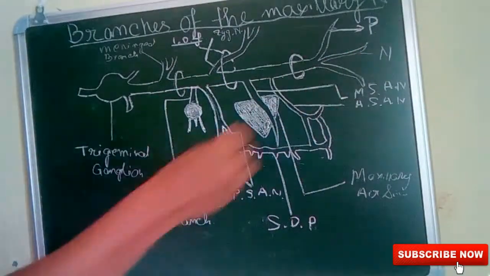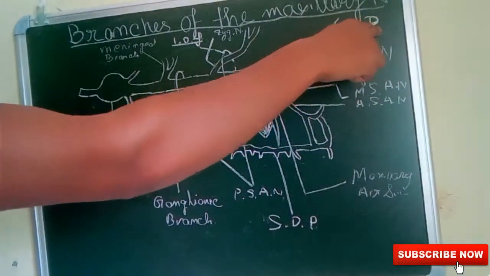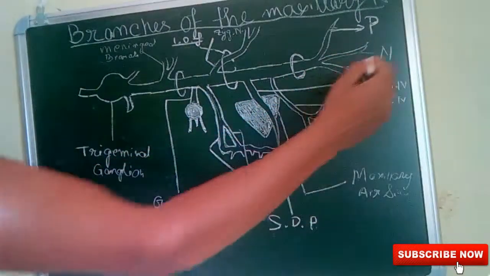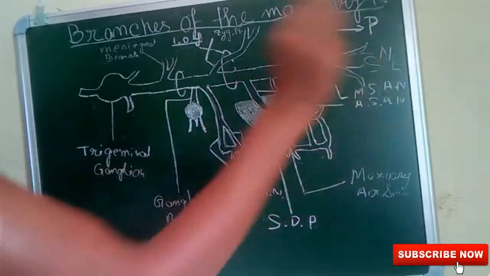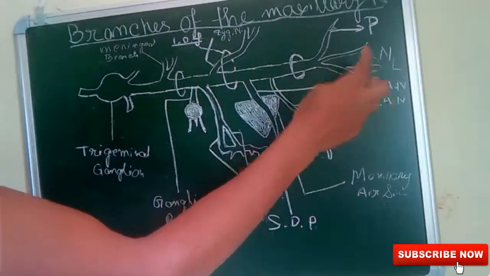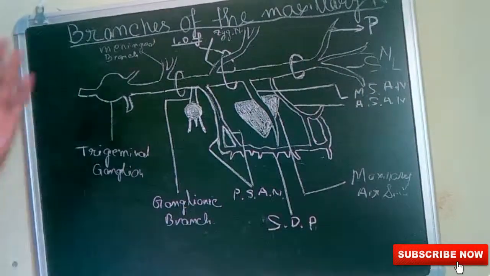And number 3, this is the superior labial branch. S for superior, L for labial. The superior labial branch supplies the skin and the mucous membrane of the upper lip.